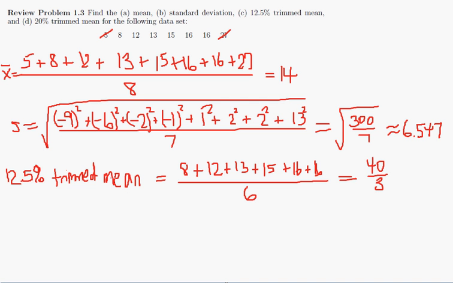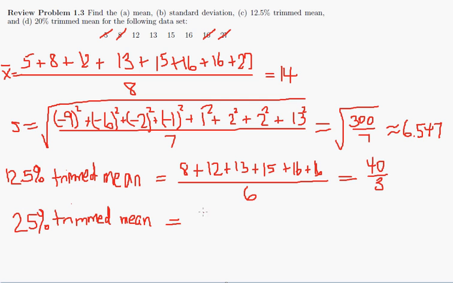Lastly, we need the 20% trim mean. We can't omit the lowest 20% and the highest 20%, so what we need to do is interpolate. We can figure out the 25% trim mean, but not the 20% directly, because 20% of 8 does not work out to be an integer. However, we can find the 25% trim mean by omitting the lowest quarter and the highest quarter.